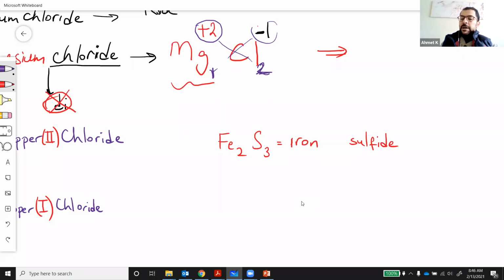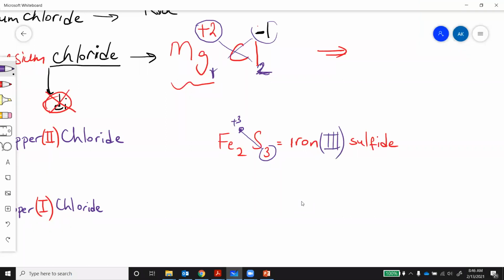But if you look at the periodic table, iron is a transition metal, right? You need to tell me which iron you're talking about, iron 2 or iron 3. So what's the iron charge here? 3. Everybody see that, right? Where is that 3 coming from? Again, you can do back crisscrossing, and so this must be +3. So it's iron 3 sulfide.